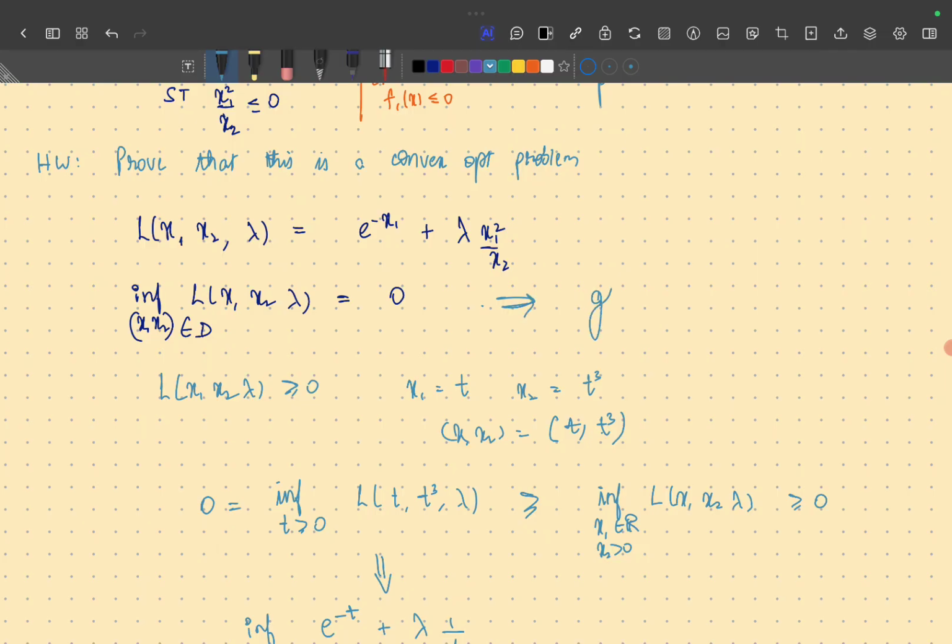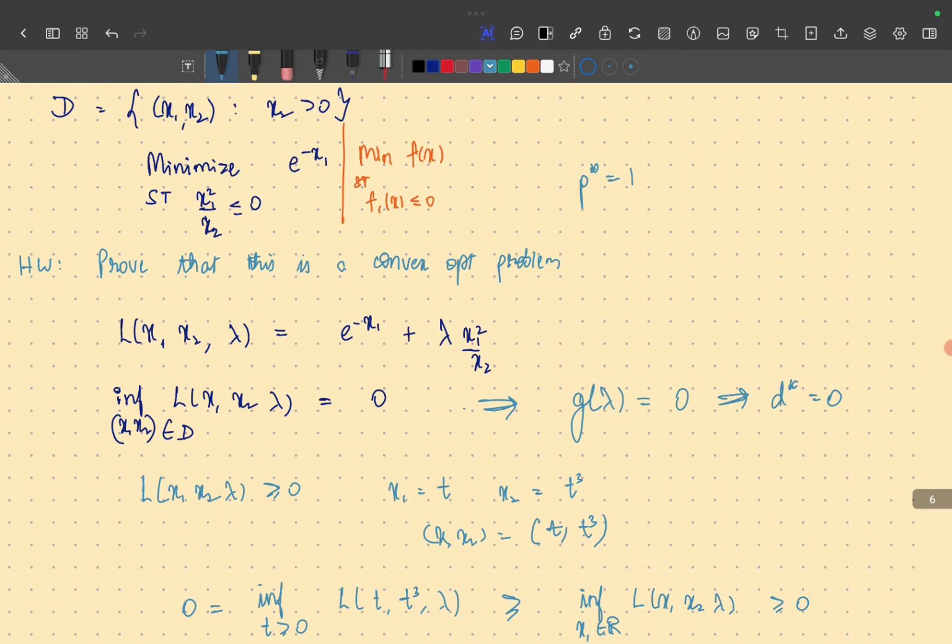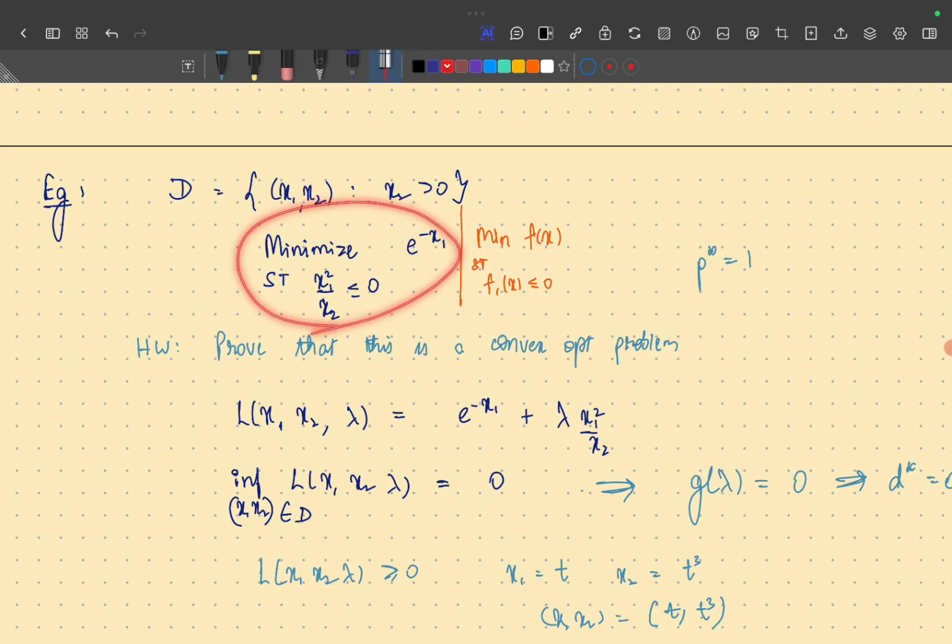Okay, so what is the end result? What can I say about g of lambda? G of lambda is identically equal to 0 for all lambda. So what is the maximum over all lambda greater than 0 of g of lambda? Or what is d star? So d star is 0. But p star is equal to 1. All right? The p star is equal to 1, but d star is equal to 0. So weak duality holds, but strong duality does not hold, even though the original problem was convex.